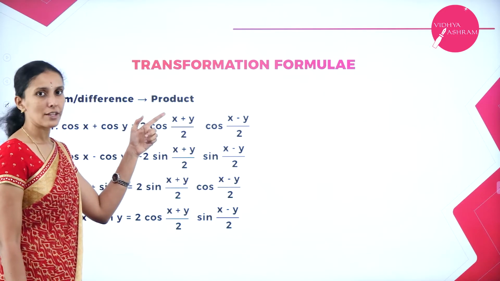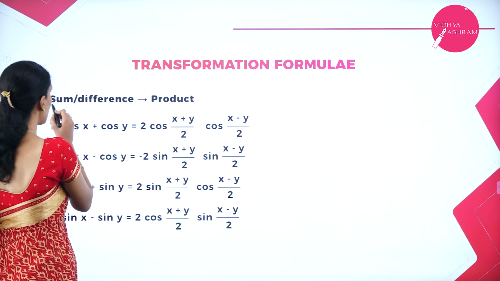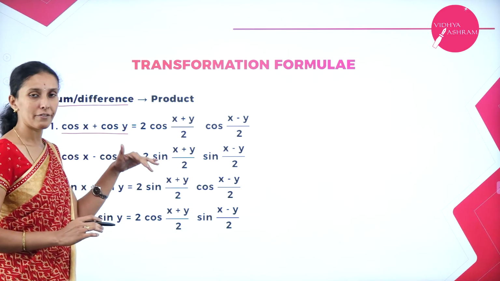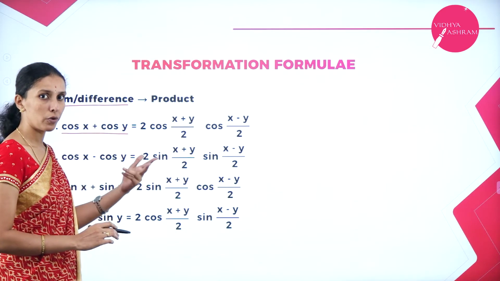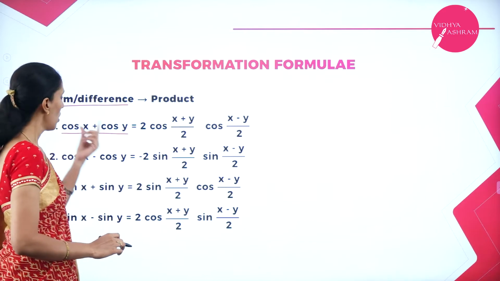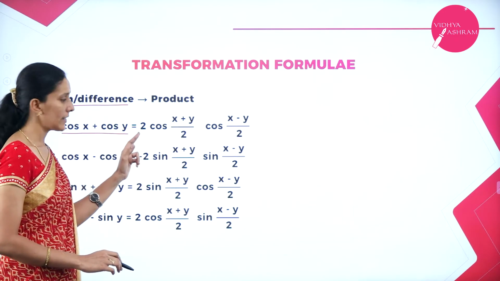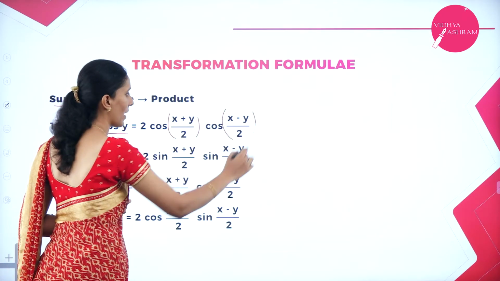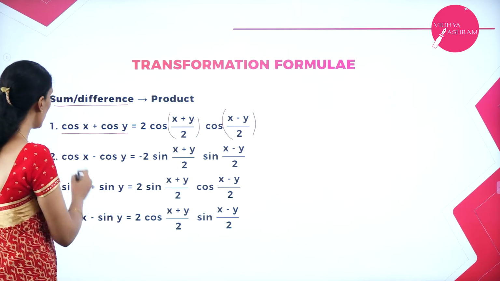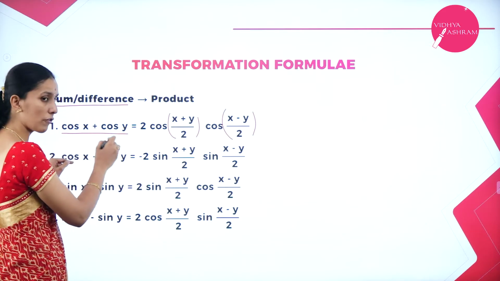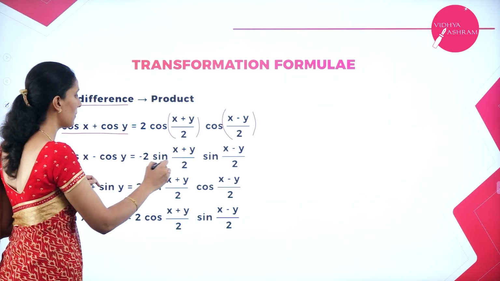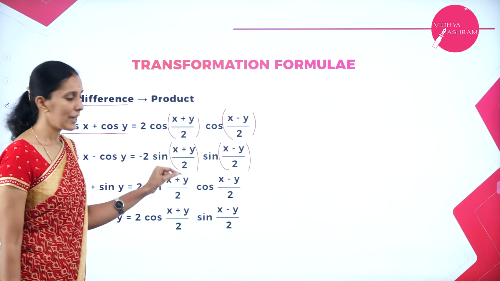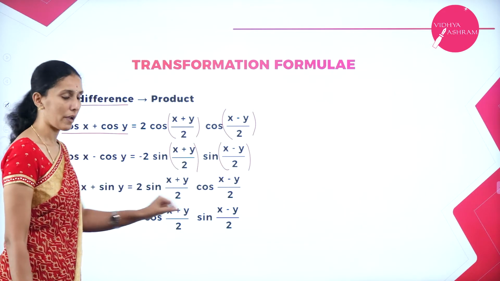Now here is the transformation formula: sum and difference to product. The sum of any functions like cos x and cos y, two different functions with two different values. Cos x plus cos y is equal to 2 cos of x plus y by 2 into cos of x minus y by 2. Similarly, cos x minus cos y, the difference of two cos functions, is nothing but the product of sines, minus 2 sine of x plus y by 2 into sine of x minus y by 2.